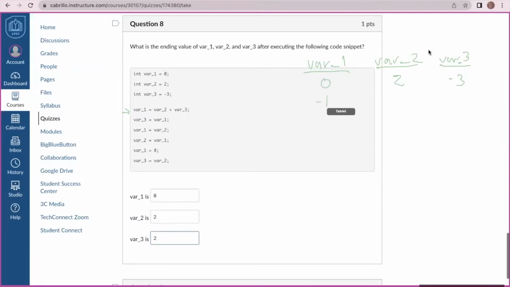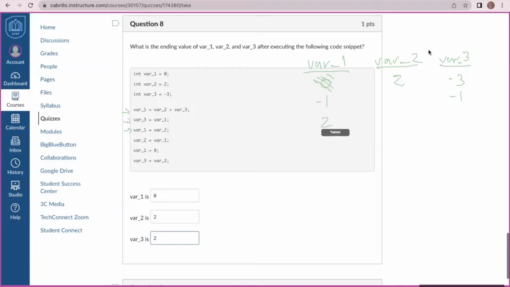Then we move on to this line where variable 1 is reassigned to the value of variable 2 plus variable 3. So the value of variable 2 plus the value of variable 3 would be -1. So put that there. Now variable 3 is assigned with whatever's in variable 1, which is -1. Remember, when we reassign a value, anything that was there previously is completely erased. We can never get that 0 back. So it's just holding the -1 at the moment. So we'll put -1 here. Next, variable 1 is assigned with variable 2, so variable 1 is assigned with 2.